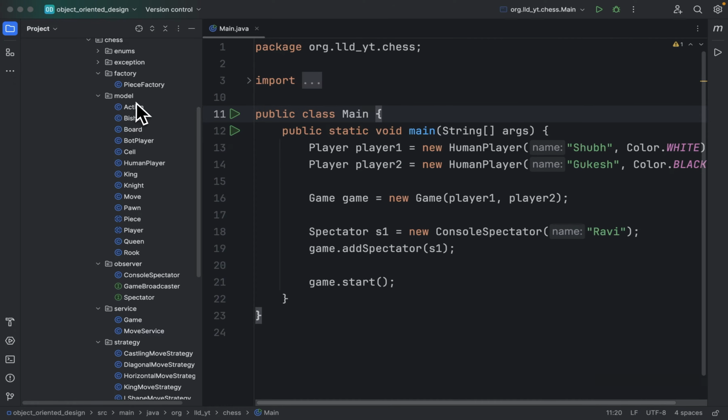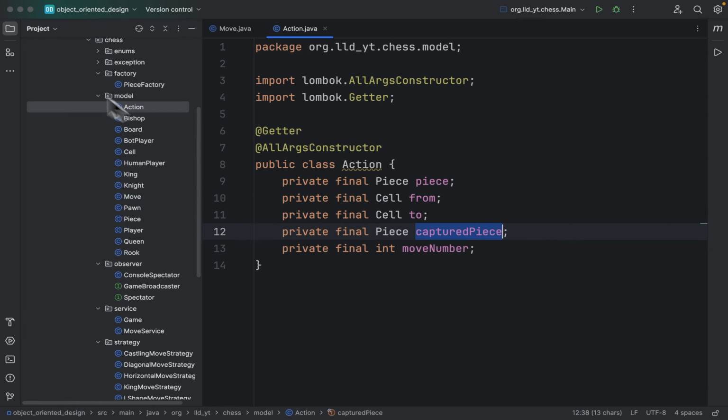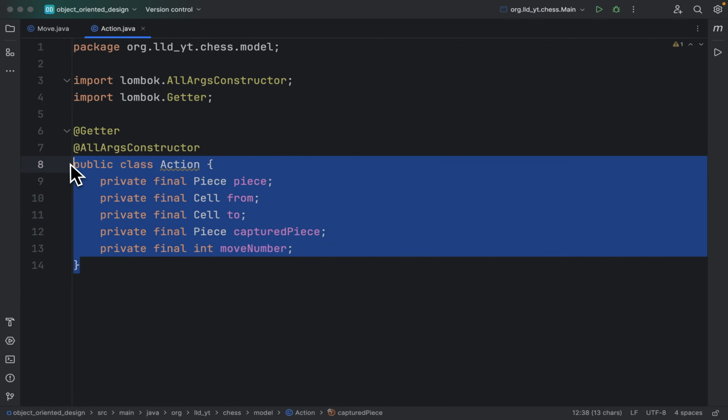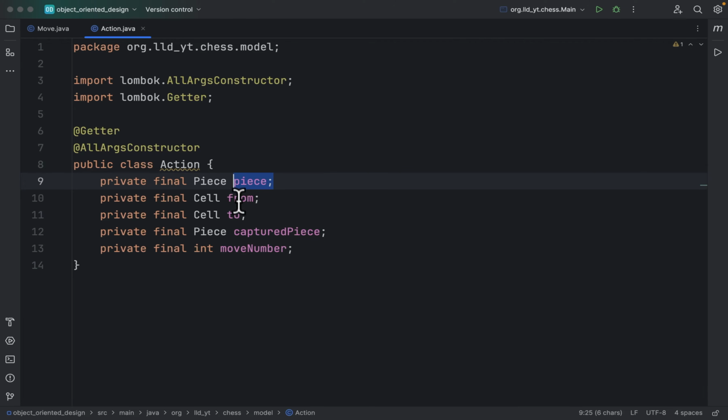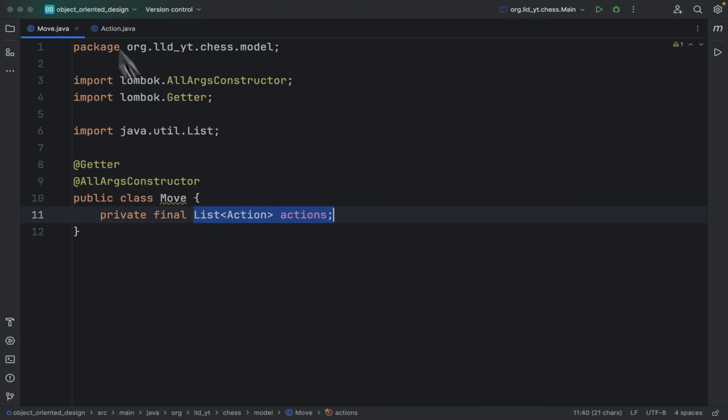Let's start with the models. In the model, we have two classes which are move and action. So let's look at them first. In the action, as we have discussed, we would be tracking the piece which would be moving from the source to destination, right? So this is that piece which would be moving. This is the source cell. This is the destination cell, and this is the captured piece. And if, let's say, I was moving from source to destination and there was no opponent piece on the destination cell, then this would be null. And each and every move will have a list of actions.